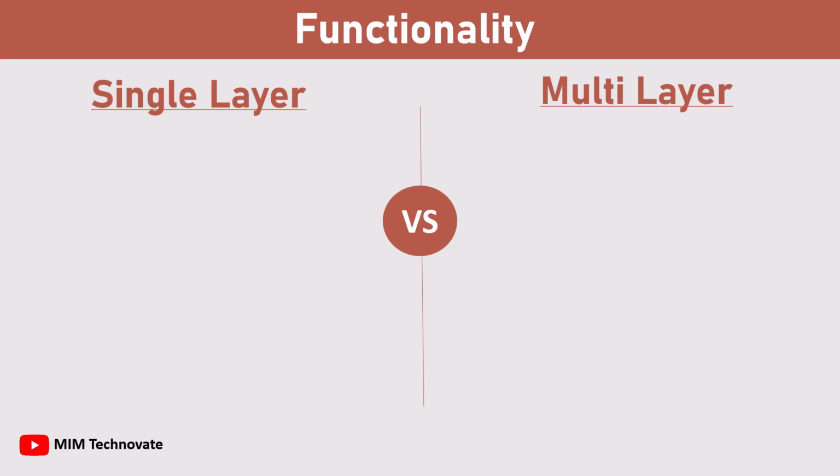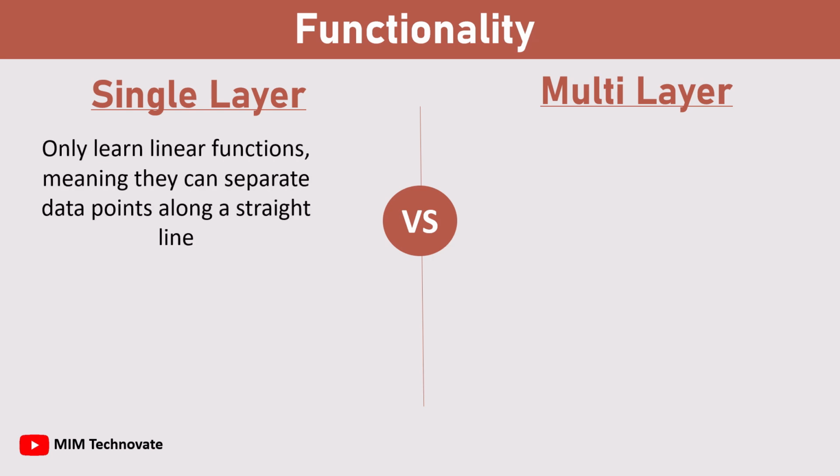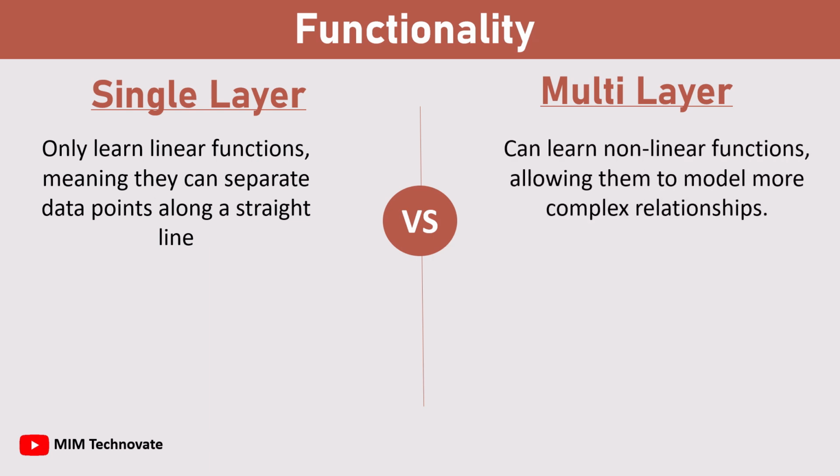Functionality. Single-layer feed-forward networks only learn linear functions, meaning they can separate data points along a straight line. While multi-layer feed-forward networks can learn nonlinear functions, allowing them to model more complex relationships.